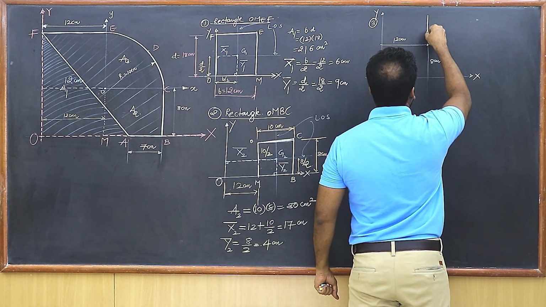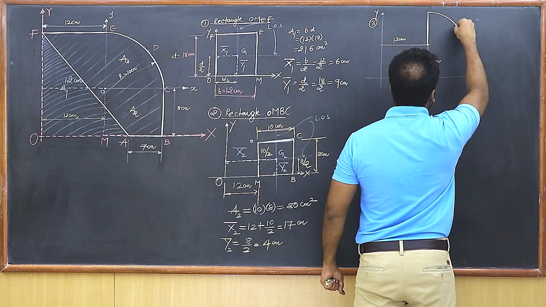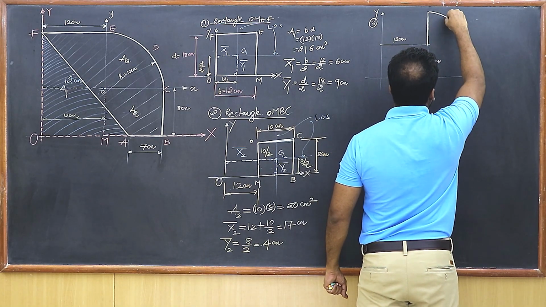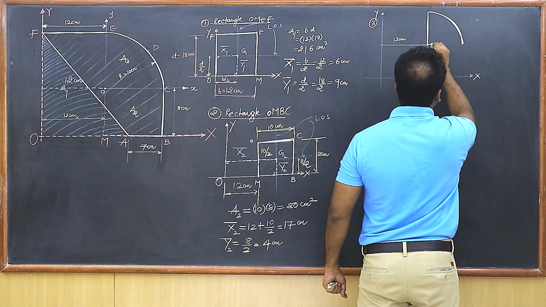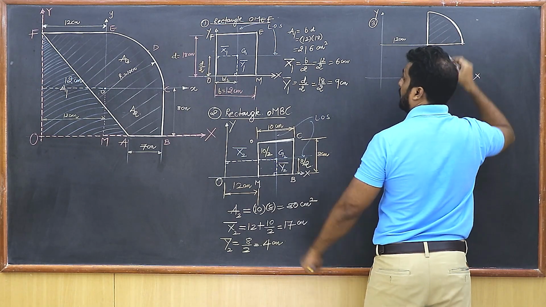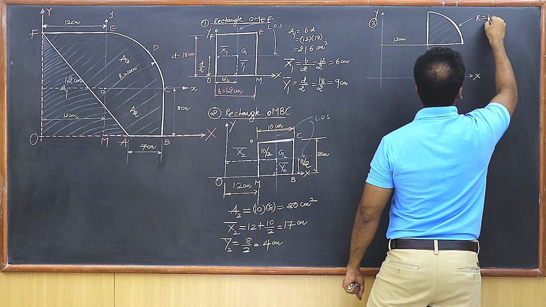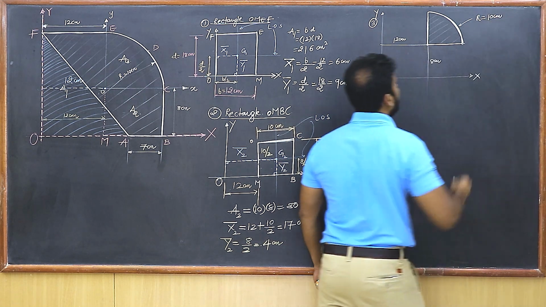Now remember that the diagram that I'm making is only for representative purpose. It does not have the exact length. So this is your quarter circle, isn't it? What is the radius of this quarter circle? The radius is 10 centimeter. So let's write here R is equal to 10 centimeter.